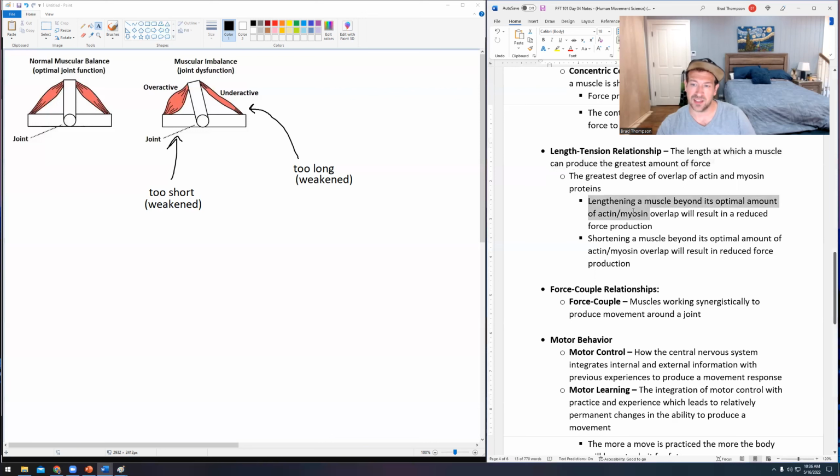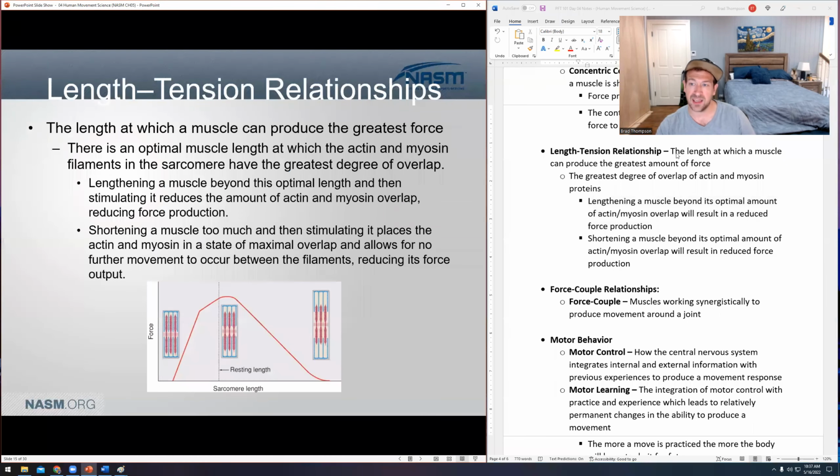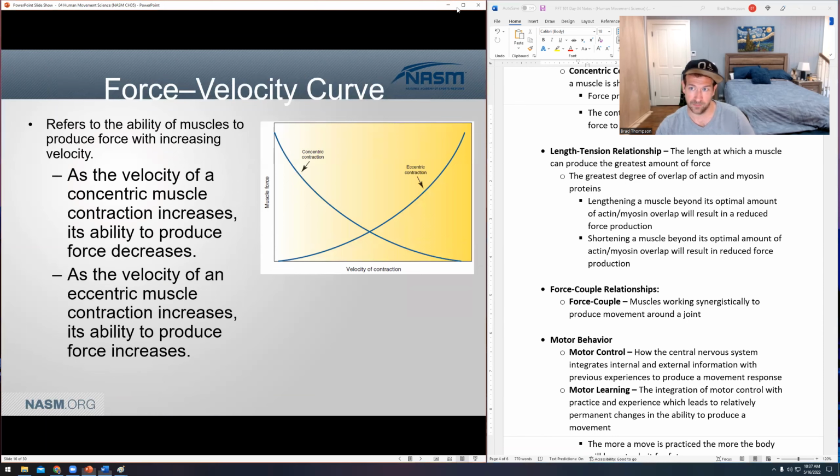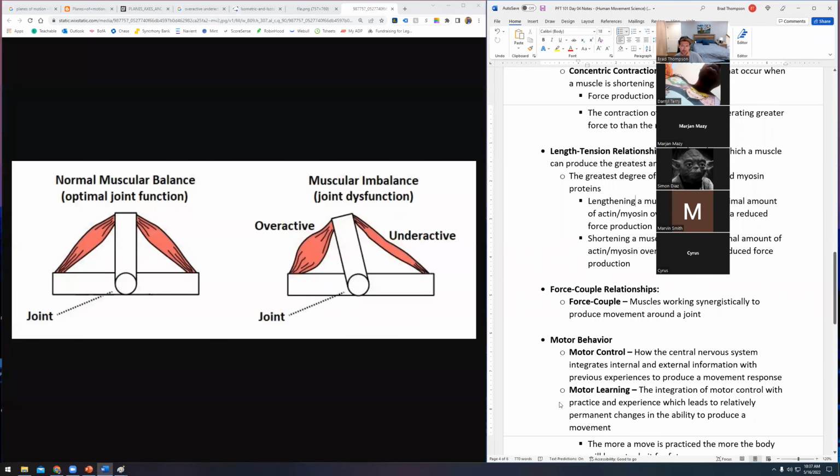So lengthening a muscle beyond its optimal amount of actin and myosin overlap will result in reduced force production. And shortening a muscle beyond its optimal actin and myosin overlap will also result in reduced force production. So when I say a length tension relationship, I mean the length at which a muscle can produce the greatest amount of force. But on a cellular level, it is the greatest degree of overlap of actin and myosin. The actin and myosin have a good grip, but they don't have too much grip. Does that make sense, guys? Yes, sir. Cool. Sure do. Yeah. Love it.